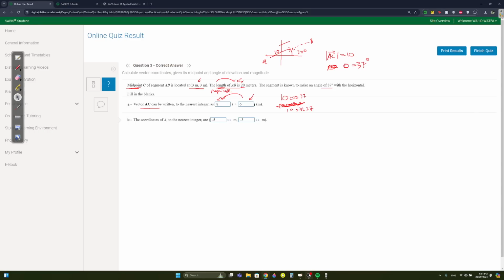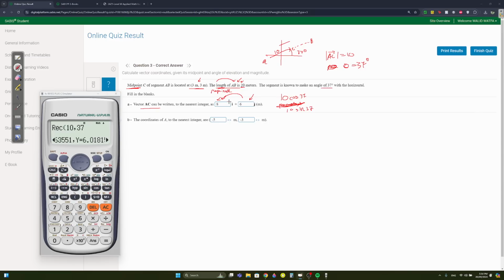Now we know the vector is 8i plus 6j, right? So AC is 8i plus 6j. They now want A. What is A? Now we have C, right? We have C, it's 3 comma 3.